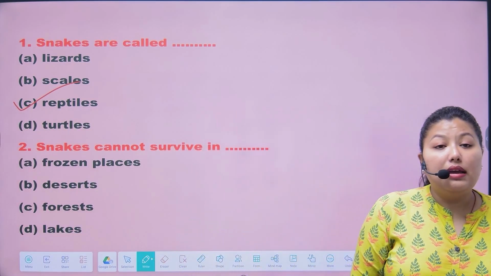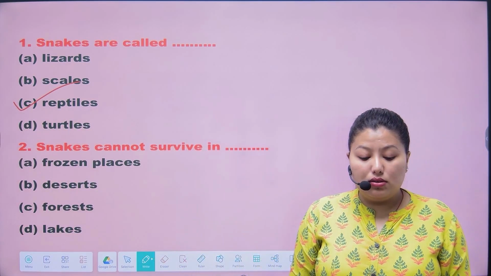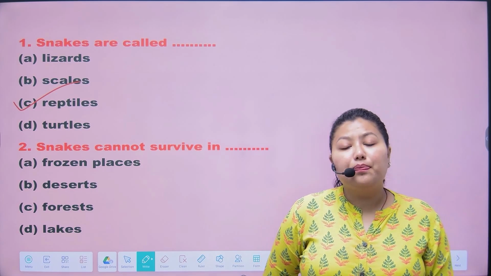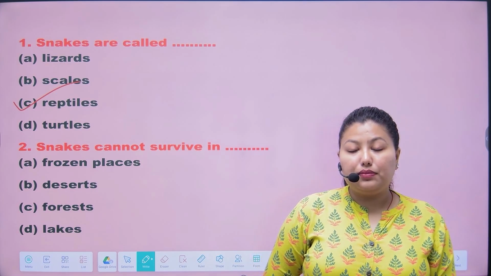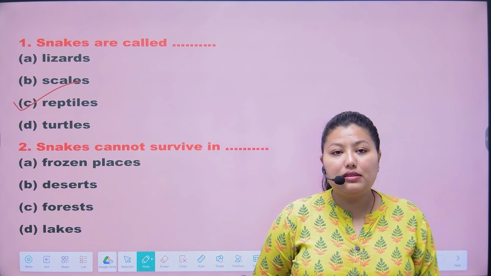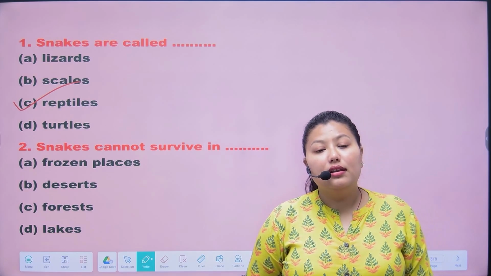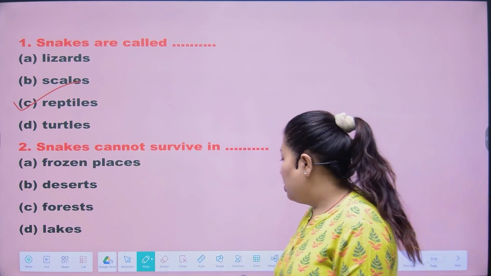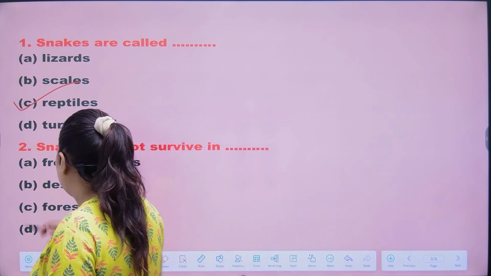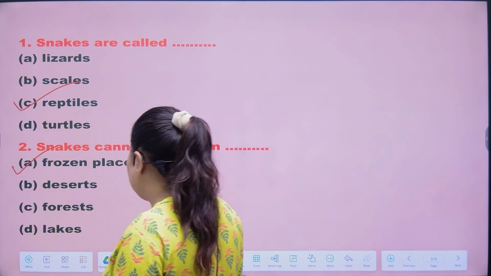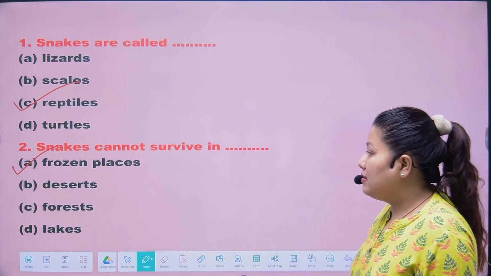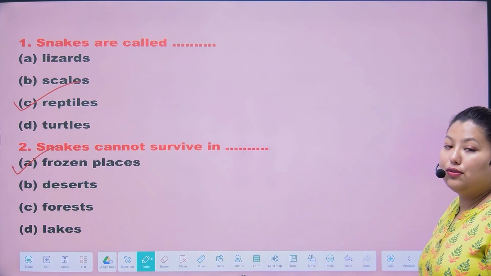Next question: snakes cannot survive in. In what kind of place can snakes not survive? Options are frozen places, deserts, forests, lakes. The correct answer is option A, frozen places. Snakes cannot survive in frozen places.